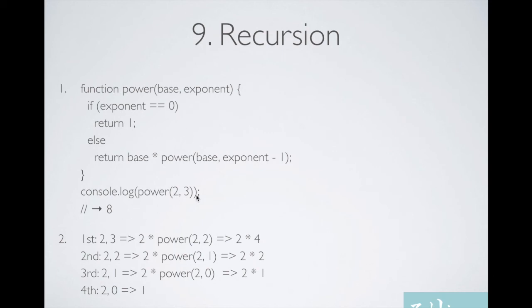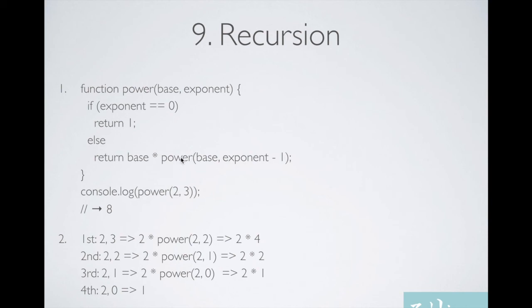with 2 and 3 as parameters, the first time we got 2 and 3, and then the program starts to check the exponent. If it equals 0, 1 will be returned. Otherwise, it will return base multiplied by power of base and exponent minus 1. So when we run it for the first time, we got 2 and 3. So exponent is 3, and exponent minus 1 is 2.